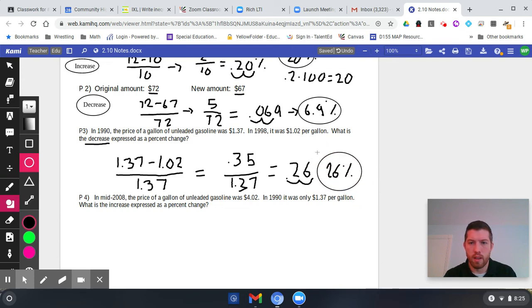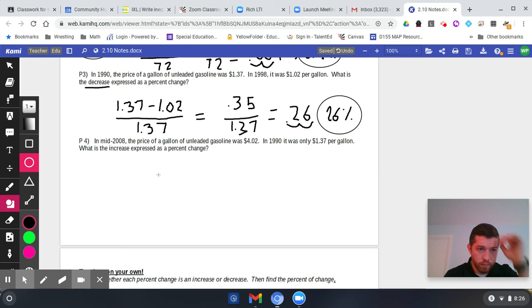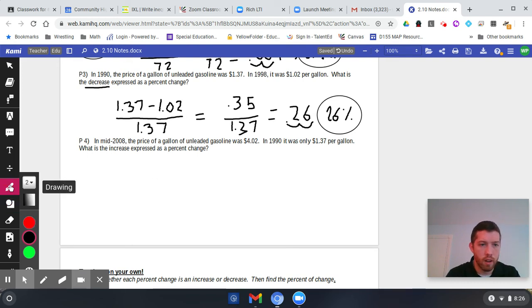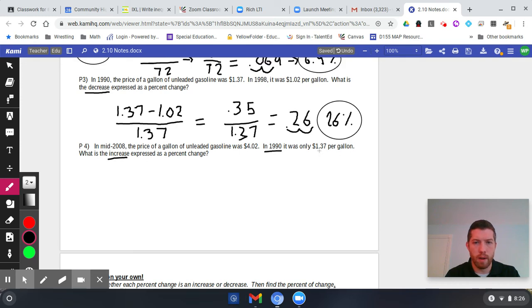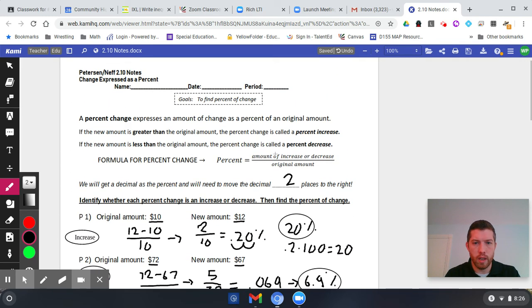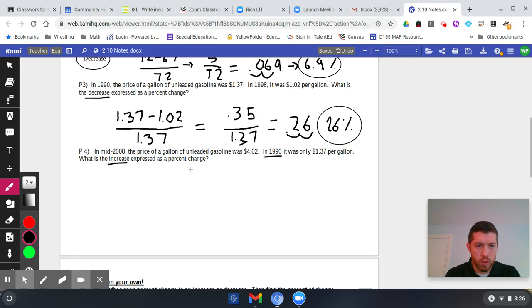All right. And then last but not least, we got the last one right here. In the mid-2008 era, the price of a gallon of unleaded gasoline was $4.02. In 1990, okay, so that was a little longer ago, it was only $1.37 per gallon. What was the increase expressed as a percent change? So now we're looking for increase. Okay, so the original amount, so this is where it gets a little tricky, guys. So we want the amount of increase or decrease over the original amount. So the price, so 2008 and 1990.